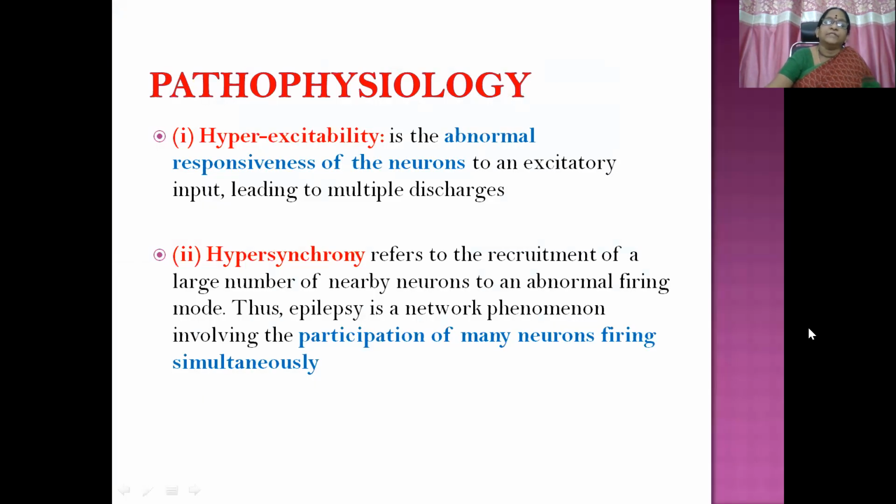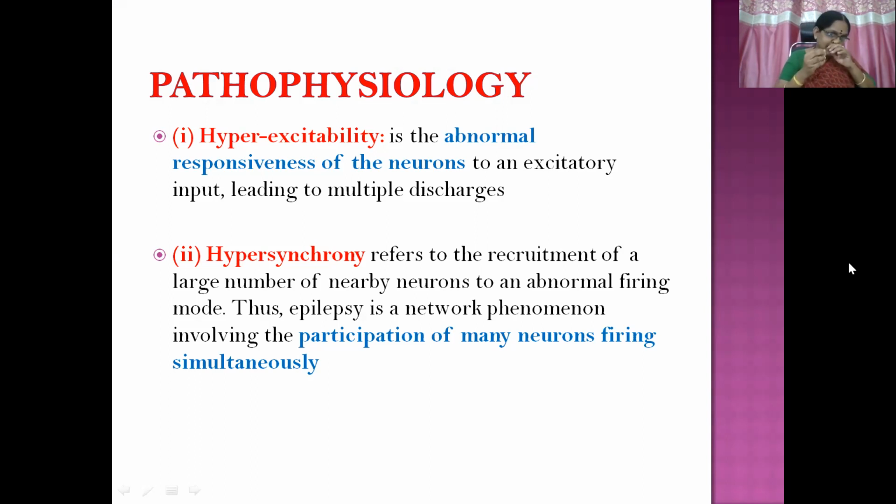Then coming to the pathophysiology, we have two terms here: one is hyperexcitability and another is hypersynchrony. Let us see what these are. Hyperexcitability is the abnormal responsiveness of the neurons to an excitatory input leading to multiple discharges. Abnormal response of the neurons is hyperexcitability. Whereas hypersynchrony refers to the recruitment of a large number of nearby neurons to an abnormal firing mode.